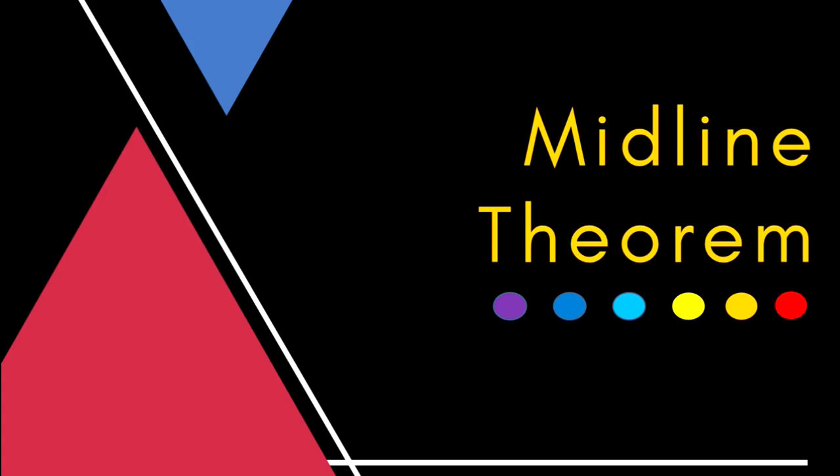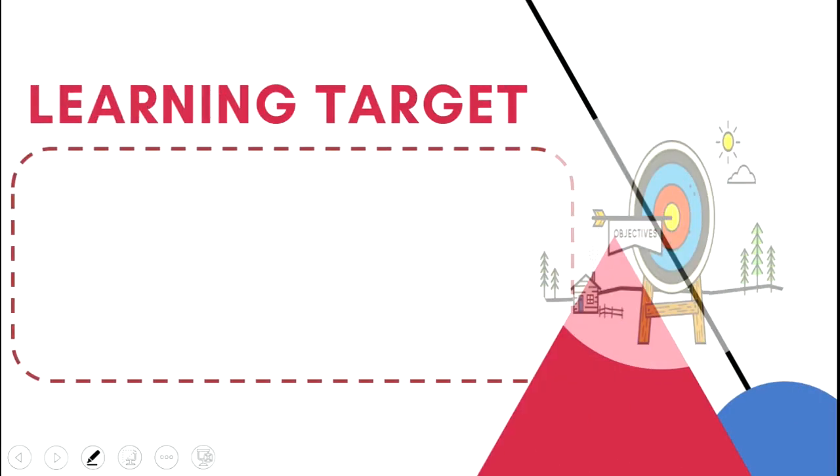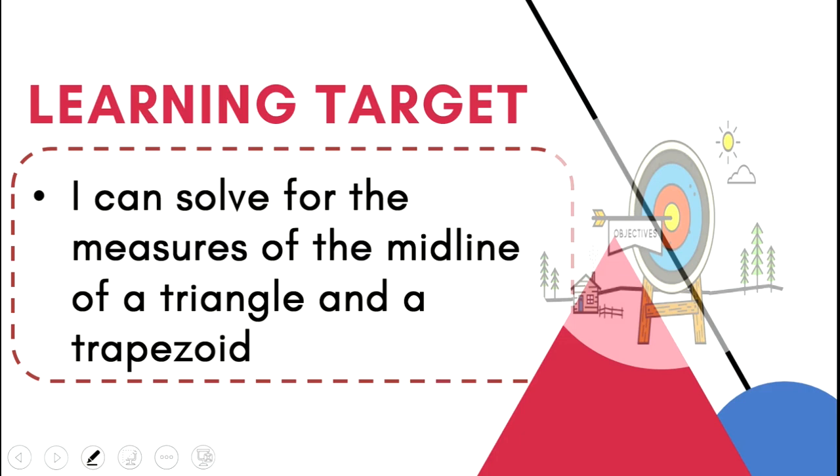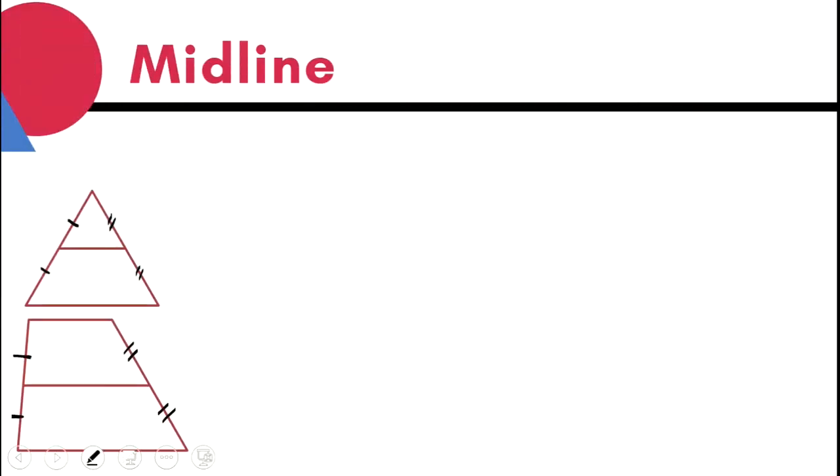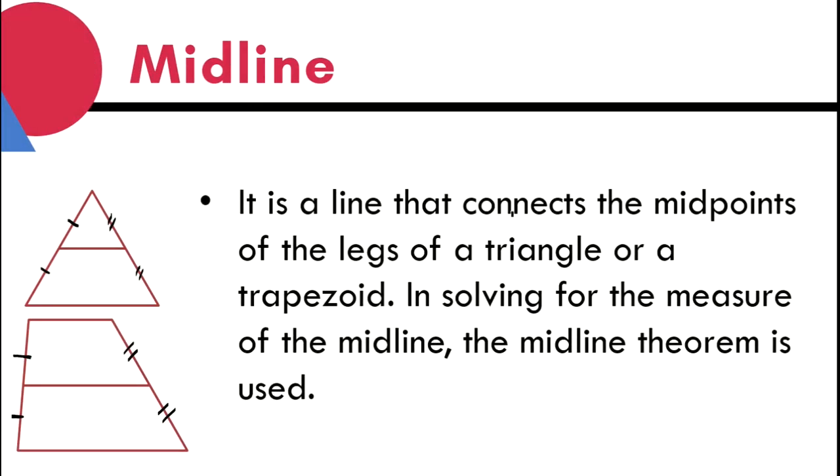Midline theorem. Learning target: I can solve for the measures of the midline of a triangle and of a trapezoid. A midline is a line that connects the midpoints of the legs of a triangle or a trapezoid. In solving for the measure of the midline, the midline theorem is used.